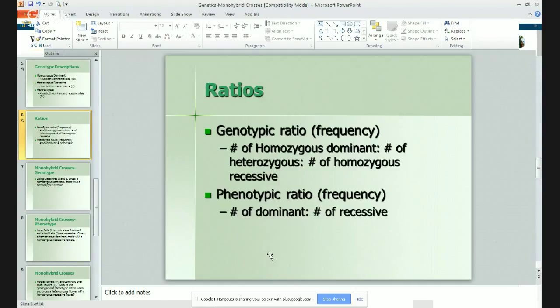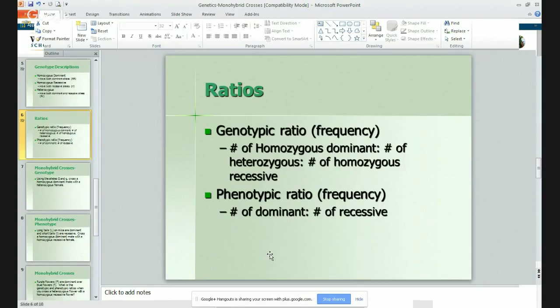Another thing I'm going to ask you to do in your genetics problems is solve for the different ratios. Sometimes they're called frequencies. This is actually kind of an old term though, so my guess is you're not going to hear about this term very frequently. You're probably just going to hear genotypic and phenotypic ratios, but I stuck them in there just in case.